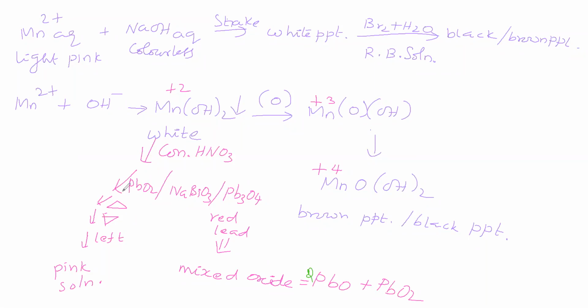Now after adding this, we will boil the contents and cool. After leaving for sufficient time, we get a solution that is pink, violet or purple colored. So what is the reaction taking place? We'll see. In this case, Mn2+ undergoes oxidation and gives MnO4-. This MnO4- has the color purple, otherwise violet or pink.